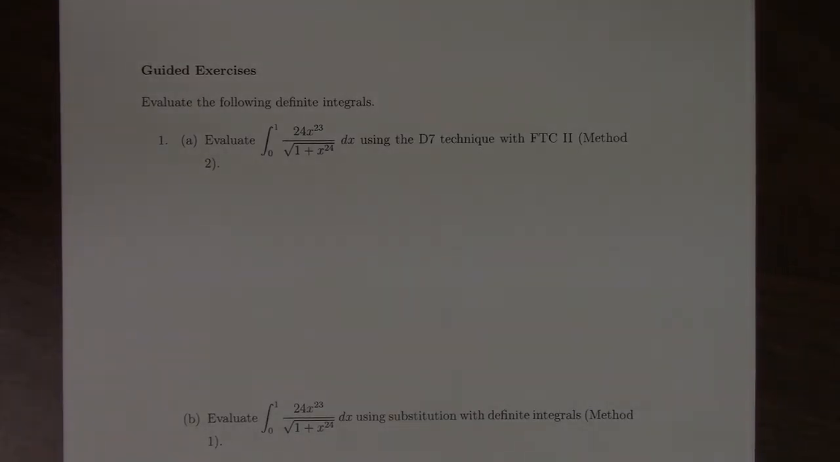So the first problem we're going to look at for part A asks us to integrate a function without changing the bounds. So we're going to evaluate this using u substitution, then we're going to put everything back in terms of x, and then we're going to evaluate the function. Then in part B, we're going to do the same problem, but we're going to change the bounds.